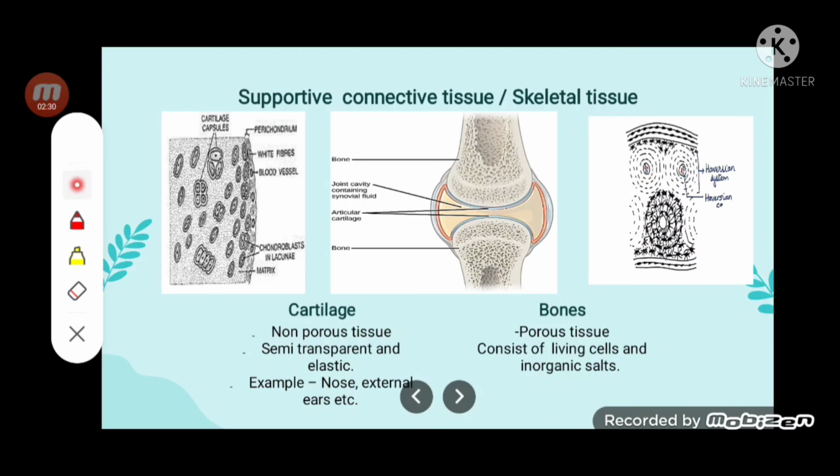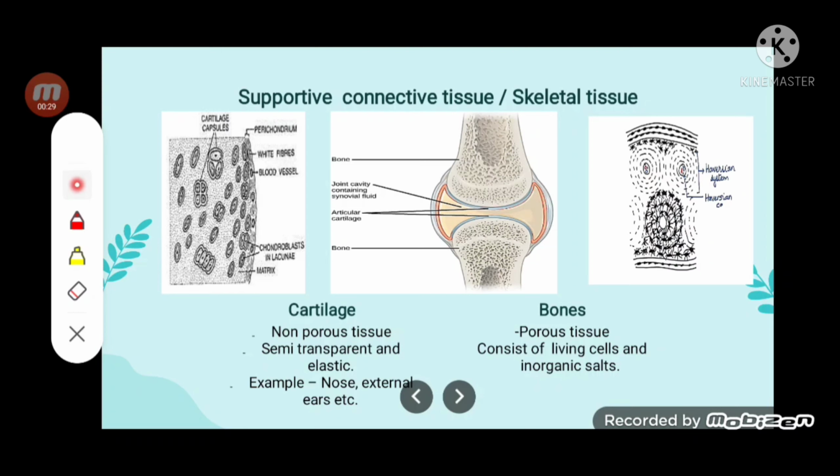Now here we can see what is cartilage. They are non-porous tissue and they are semi-transparent and elastic. And where are they present? In the nose and external ears. And bones, where are they present? Bones are present all over our body. They form the skeletal system, and they are porous tissues, means they will be with small holes, you can say, and they consist of living cells and many kinds of inorganic salts, like salts of calcium, like calcium carbonate, calcium phosphate, magnesium phosphate, means various kinds of salts will be present in bones.